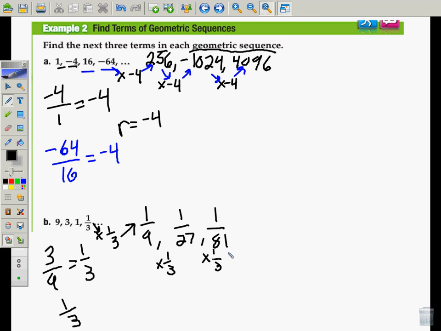Once you find that common ratio, just multiply it by the term in your sequence to get the next term. That's all you have to do.